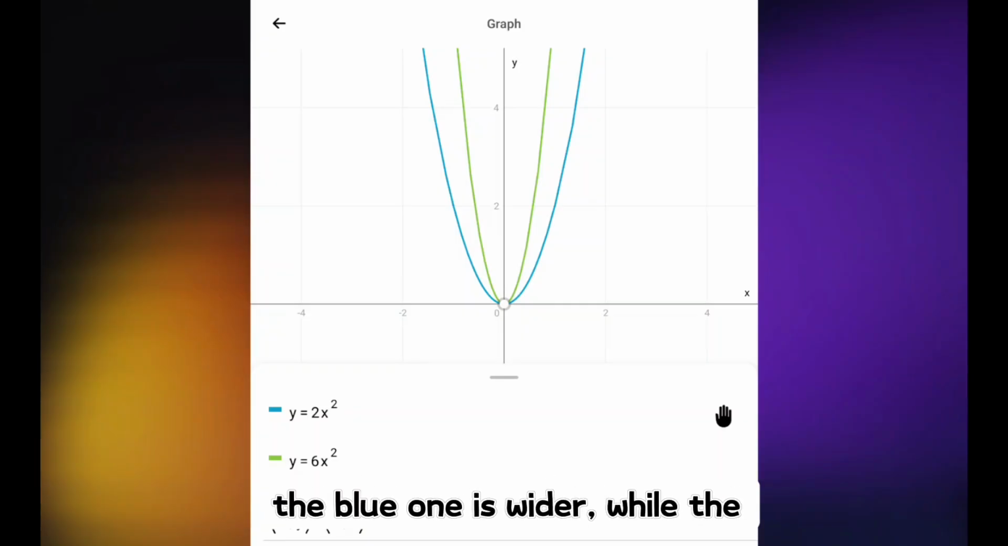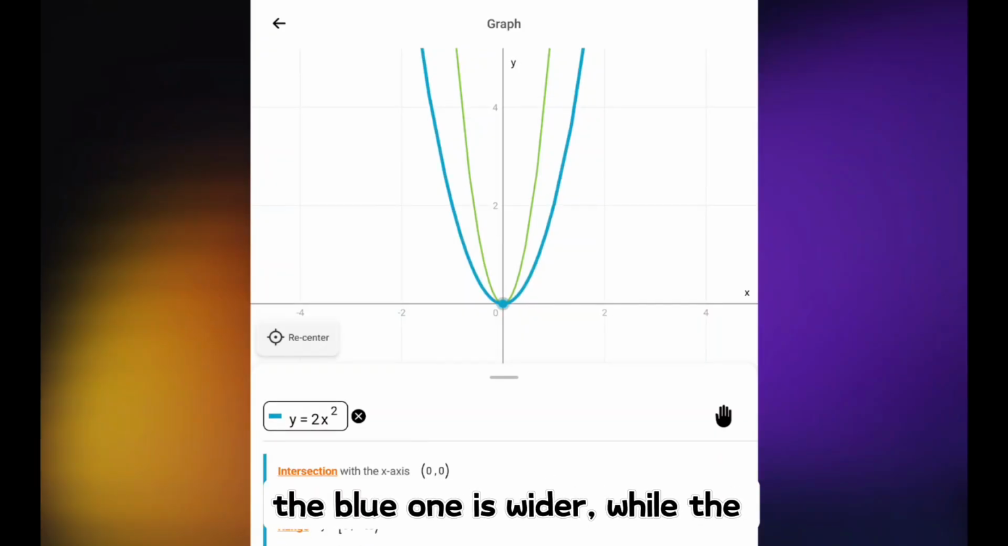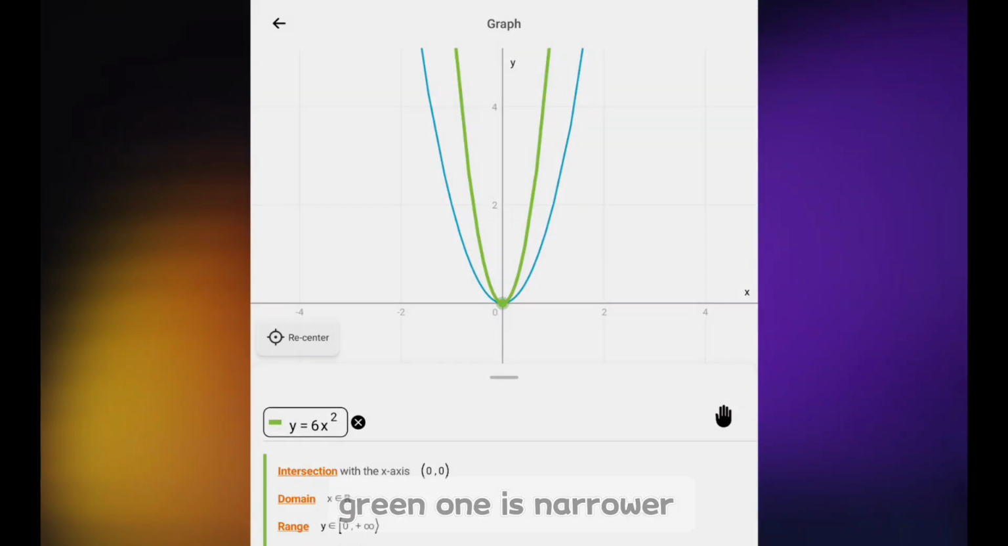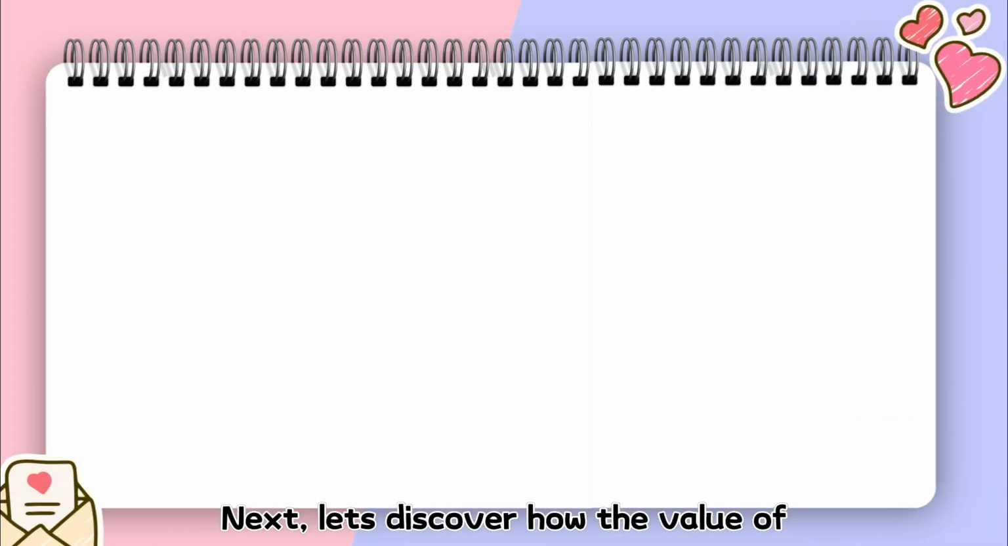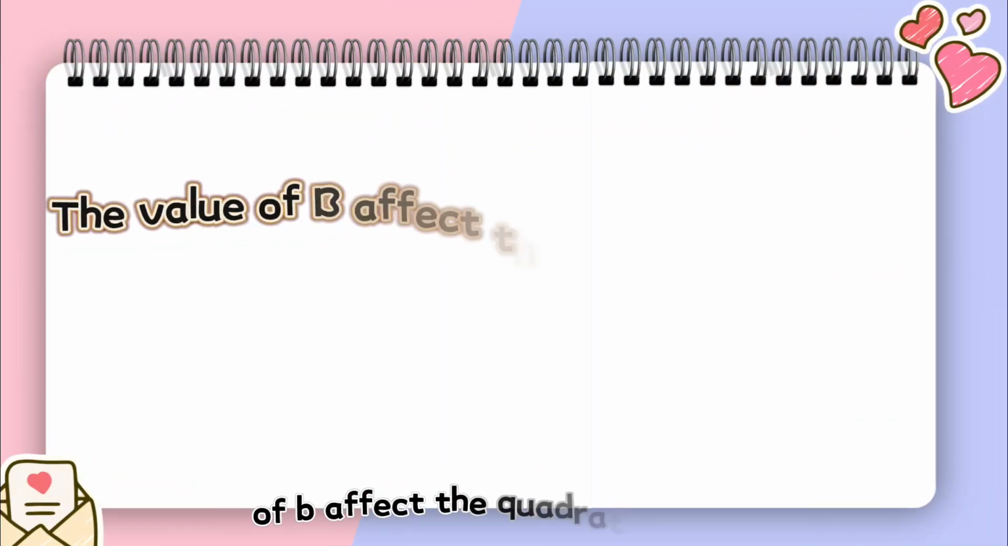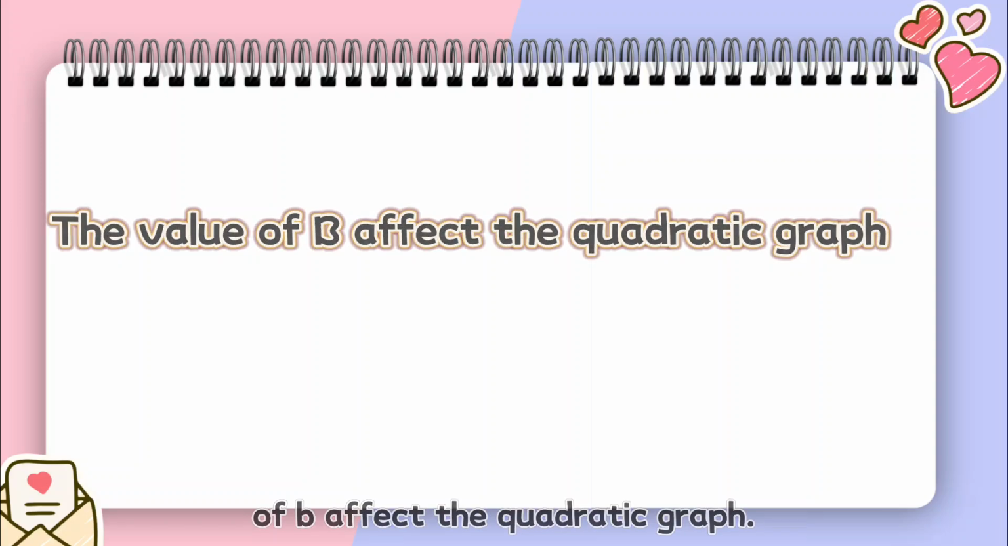The blue one is wider, while the green one is narrower. So, what can we conclude? For the graph of quadratic function, the smaller the value of a, the wider the curved shape of the graph, and vice versa. Next, let's discover how the value of b affects the quadratic graph.